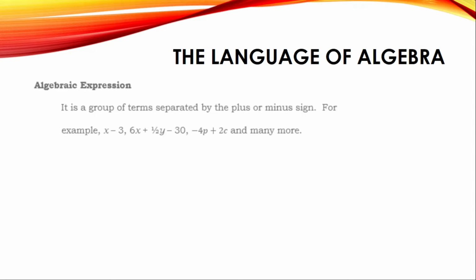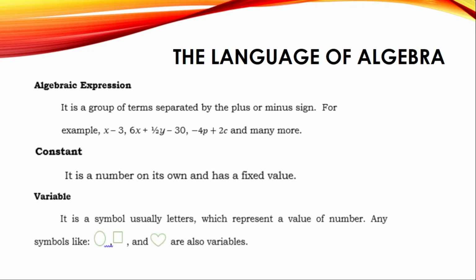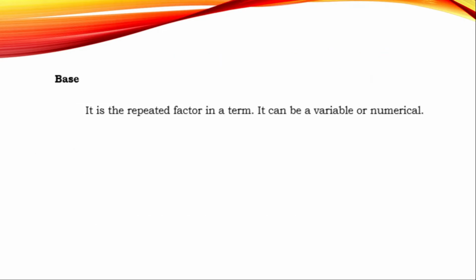So let's have the first term, which is the algebraic expression. It is a group of terms separated by the plus or minus sign. For example, the following. Constant. It is a number on its own and has a fixed value. Variable. It is a symbol, usually letters, which represent a value of number. Base. It is the repeated factor in a term. It can be a variable or numerical.